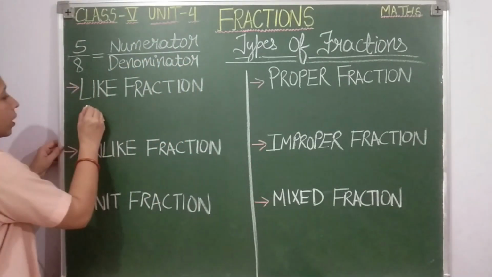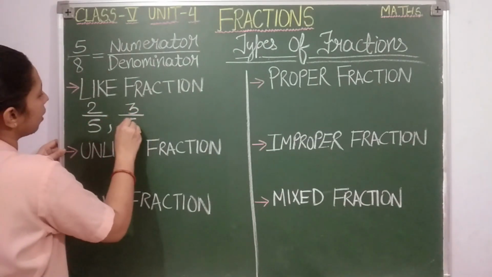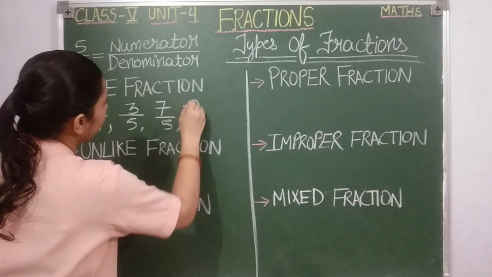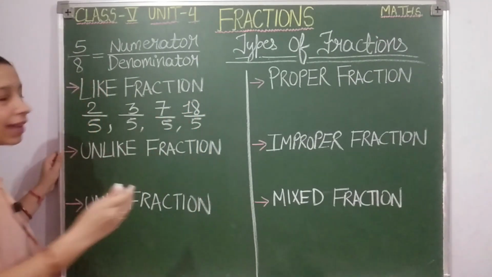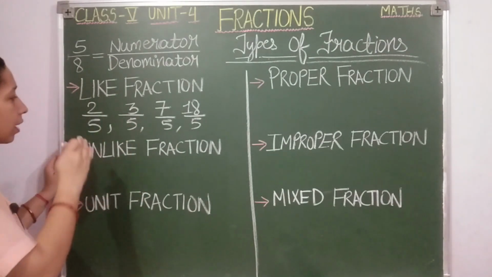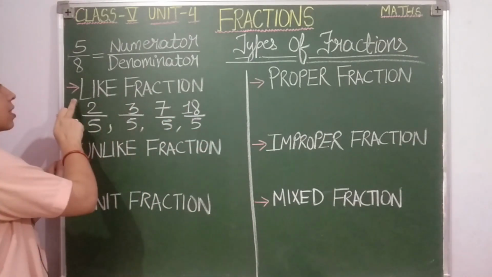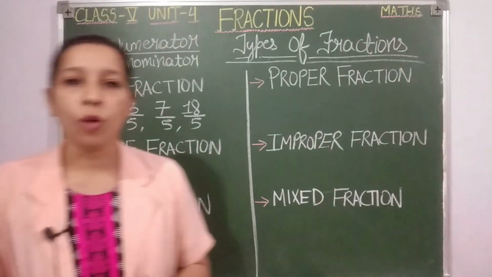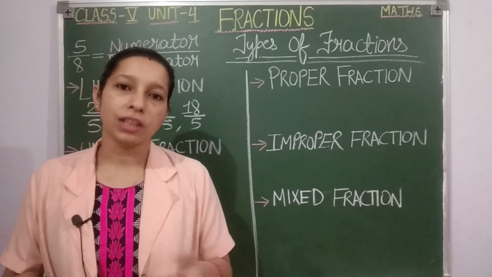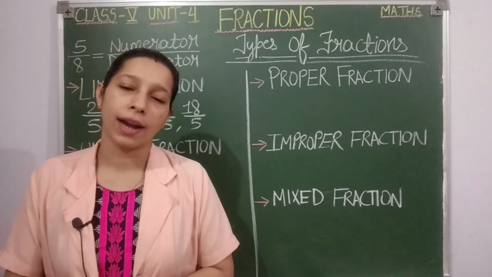Let us see some examples, students. 2 upon 5, 3 upon 5, 7 upon 5, 18 upon 5. So here we can see the denominator for every fraction is equal to 5. Here the denominator is same for all these fractions. So this means that all these fractions are like fractions. Okay students, I hope it is clear. Like fractions means the fractions whose denominators are equal. Such fractions are called like fractions.